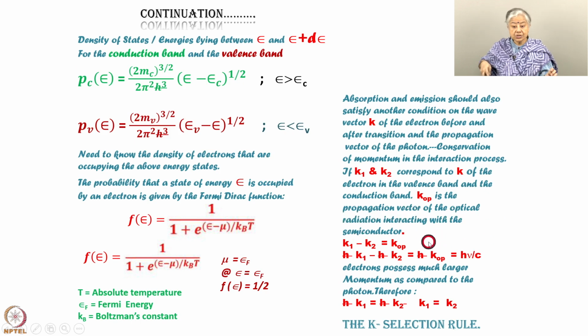Okay. So, for conservation of momentum we should have K1 minus K2 is equal to K_op. In this whole process of absorption and emission that the electron is going through, ħK gives you the exact momentum, so ħK1 minus ħK2 is equal to ħK_op. If you just put in the values of K and ħ, in this case it is hν by c. So, that is the value of this.